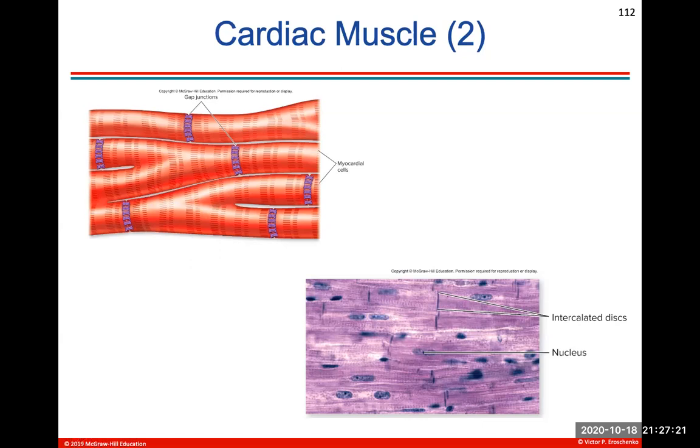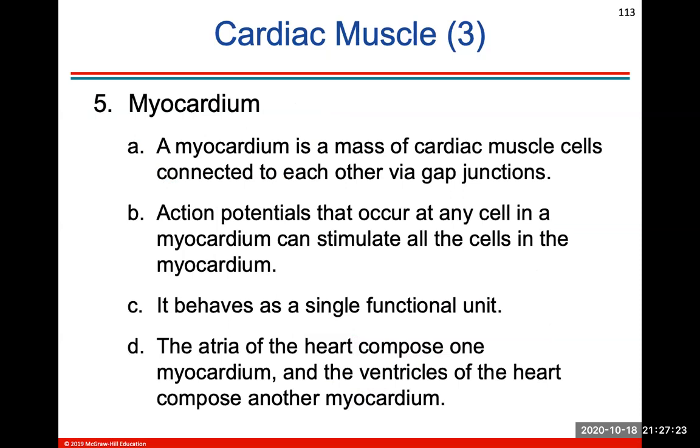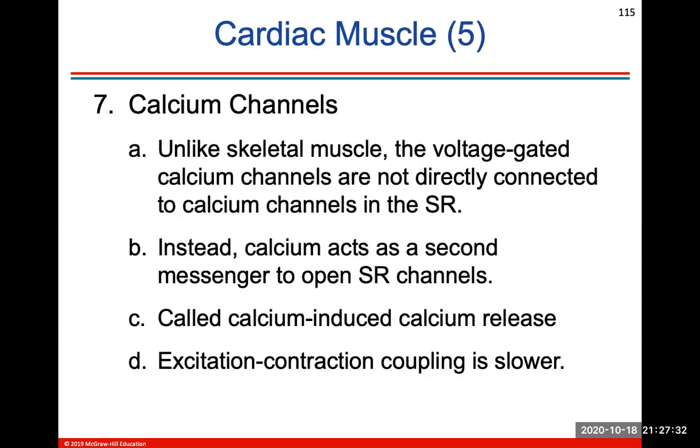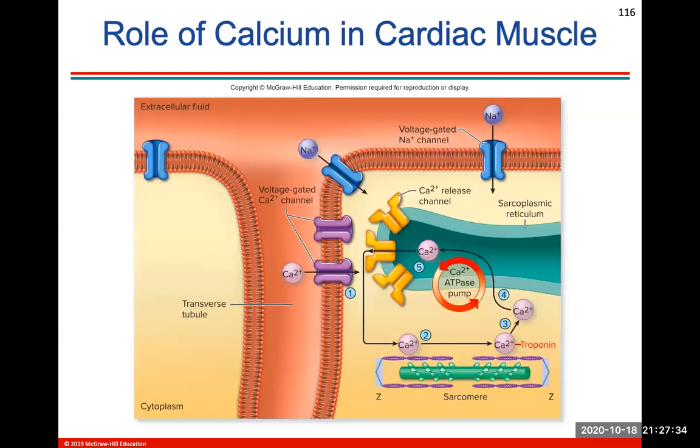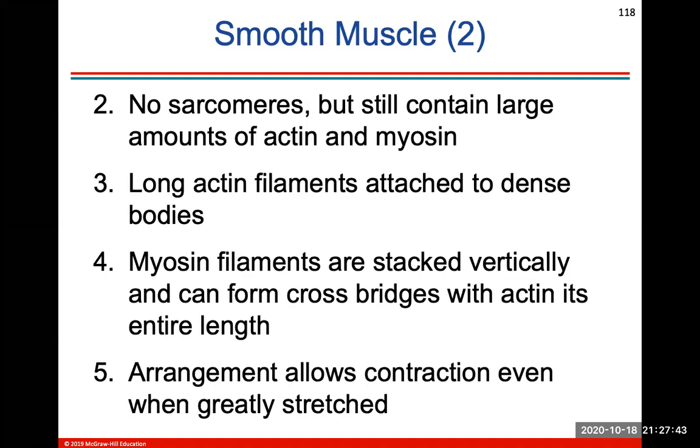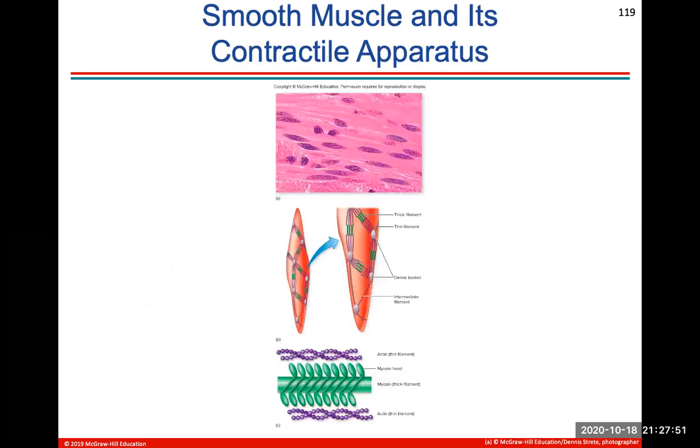Cardiac muscle is involuntary, striated. The myocardium is the mass of cardiac muscle cells connected to each other. It behaves as a single functional unit. Basically, you don't need to know the role of calcium channels in cardiac muscle. You should just know in general what cardiac and smooth muscle are, and where smooth muscle is found. No sarcomeres, it still contains large amounts of actin and myosin. Its arrangement allows contraction even when greatly stretched.